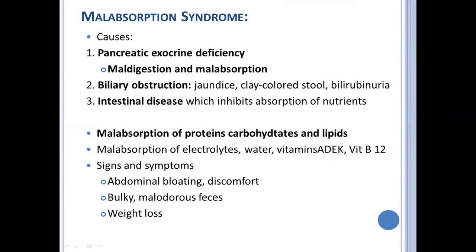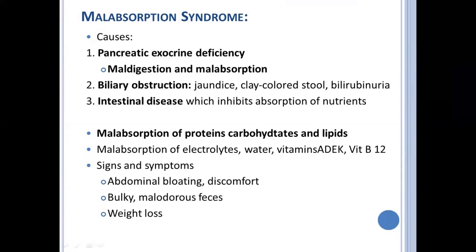Sabi natin dito, pag malabsorption syndrome, hindi ma-absorb yung protein, hindi ma-absorb yung carbohydrates, and lipids. So, anong gagawin ninyo? Dapat ma-absorb siya, tama? Mamaya, we are going to check ano ba yung mga tests para malaman natin that the patient cannot absorb proteins, carbohydrates, and lipids. Pupunta tayo dyan sa tests.